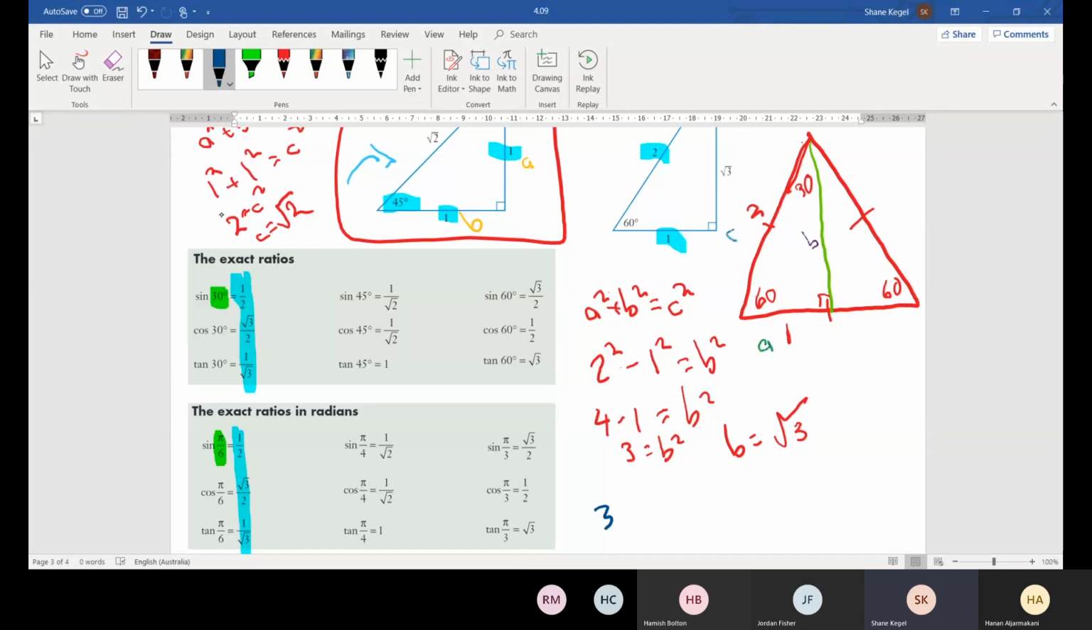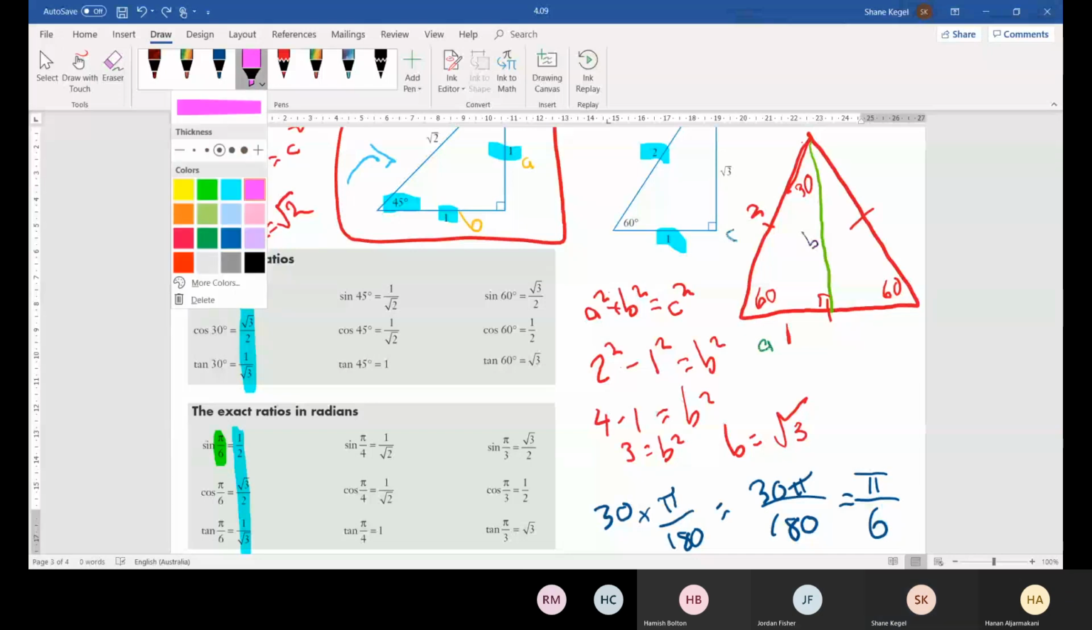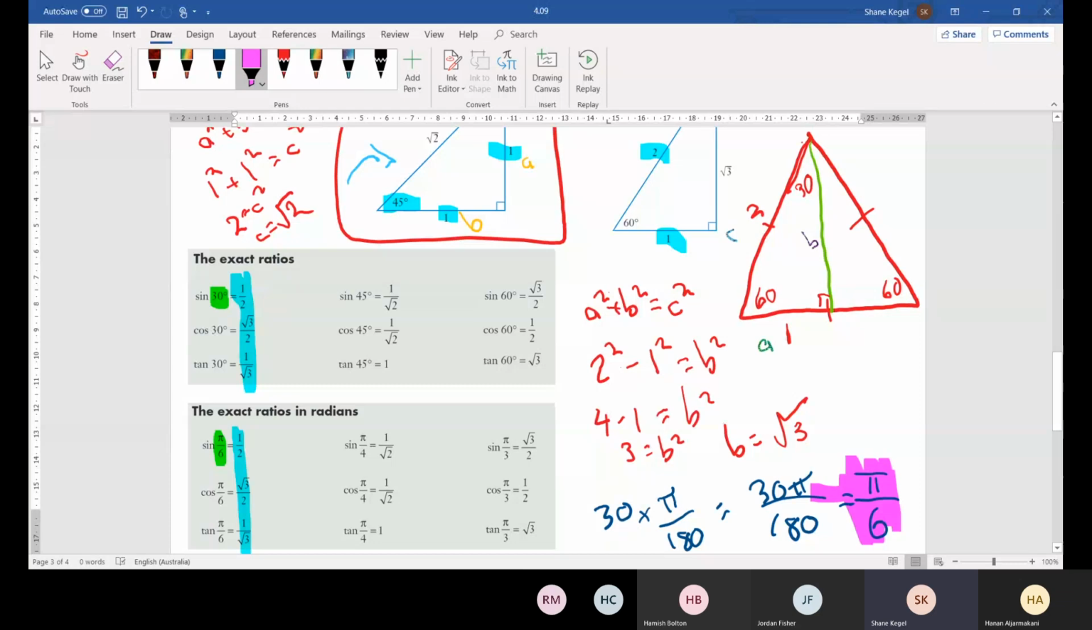30 degrees, so we would have 30. I want to multiply that by one where radians is on top. So that equals 30 pi on 180. 30 goes into 180 6 times, so same as pi on 6. And as you can see, they've taken pi on 6 and just substituted it into here. So that's where they get our pi on 6 value from.